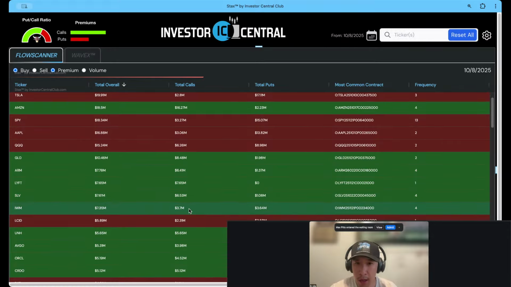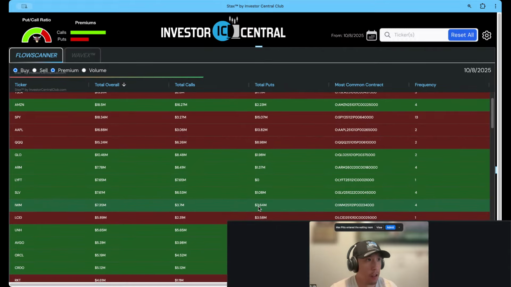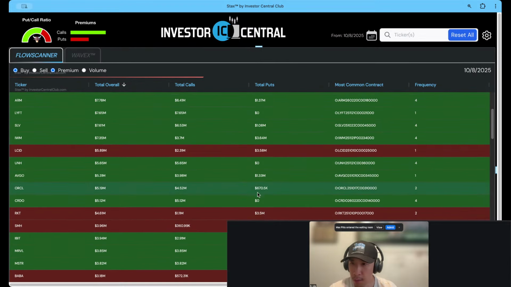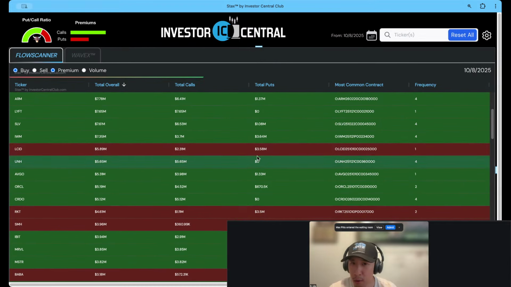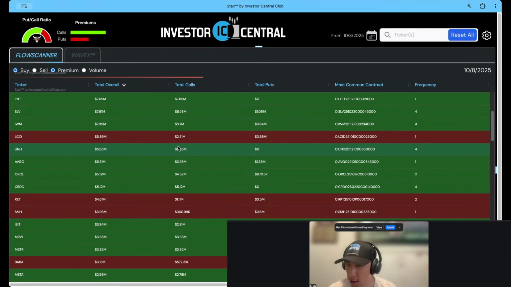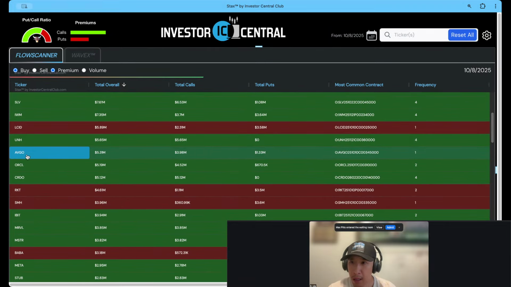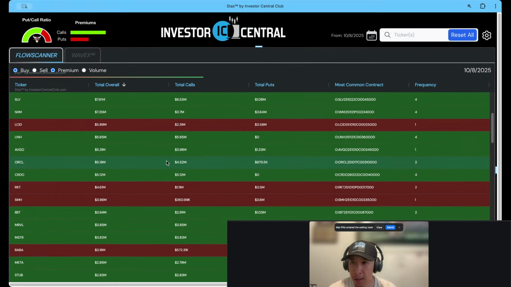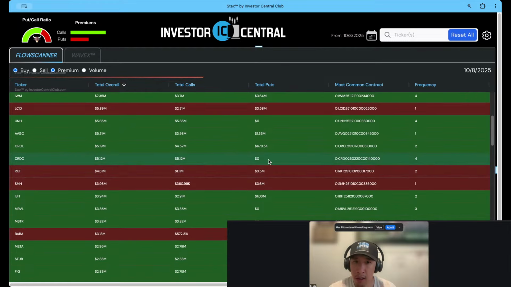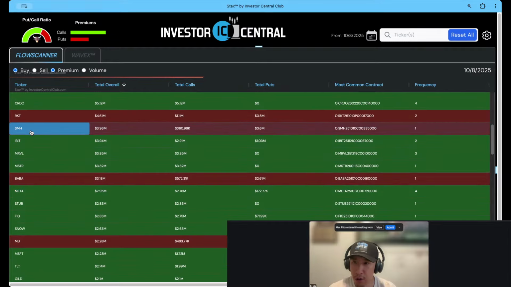Silver, IWM is pretty much even, 3.7 to 3.64. Lucid looking a little bit more bearish. UNH, there's definitely a lot of interest in UNH coming in. Broadcom, Oracle, we actually did see a STAX AI Oracle position come in today. CRDO, that's got 0 puts to it. Rocket looking a little bit bearish. SMH, I always think shake my head, but that's the semiconductor ETF, SMH, looking a little bit bearish.